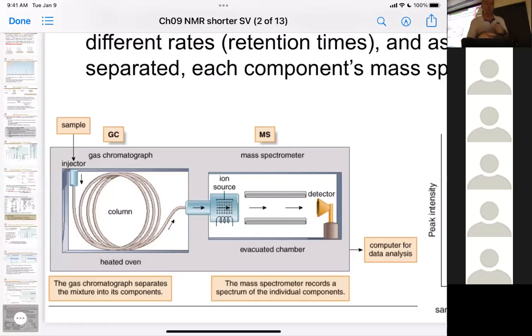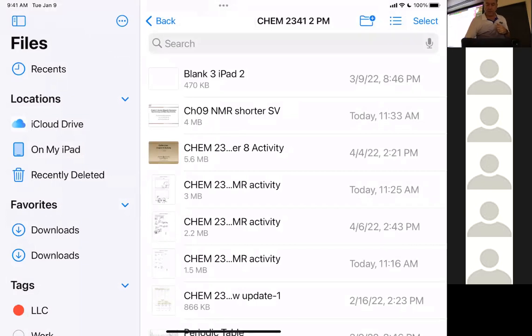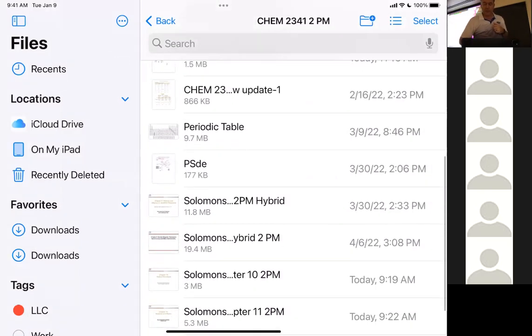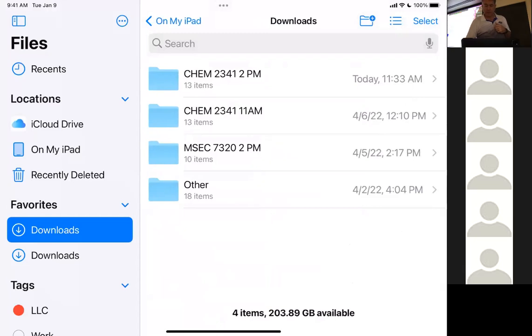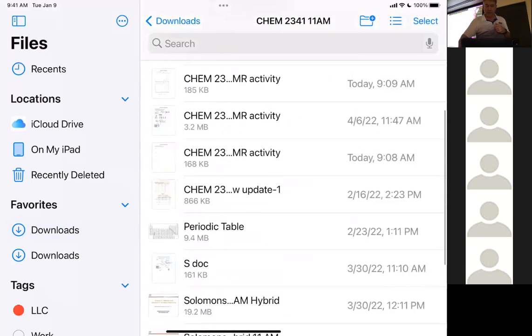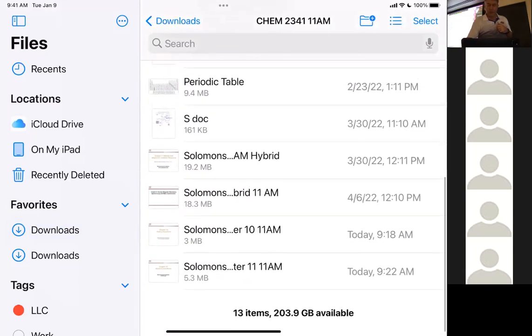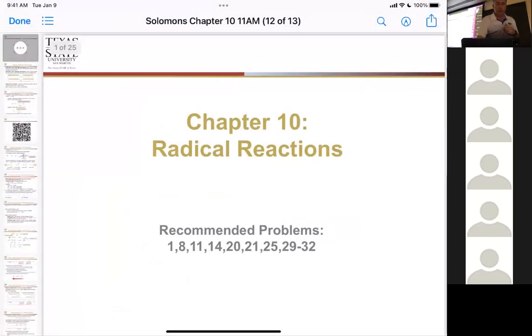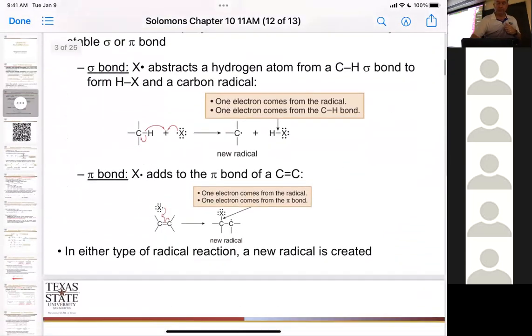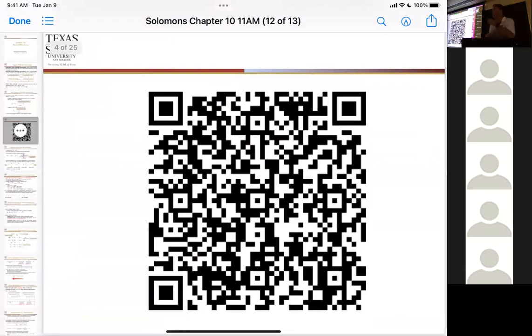All right, so now we're going to switch gears a little bit. Oh, this is the wrong class. We're going to go to this one and chapter 10. But first, we're going to take roll. There we go.